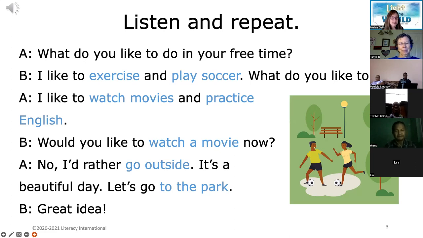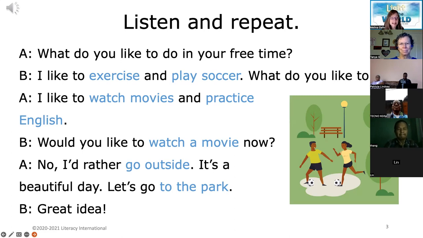Okay, so this is a very simple conversation. It's using some of the grammar that we're learning, would like, would you like? No, I would rather go outside. So it's using that grammar, and it's also using the lesson theme activities, which are pastimes like playing soccer, watching movies, going to the park.